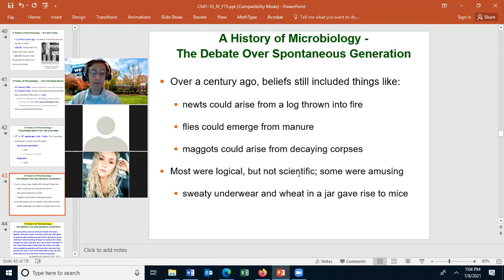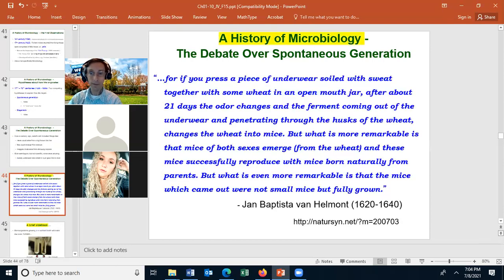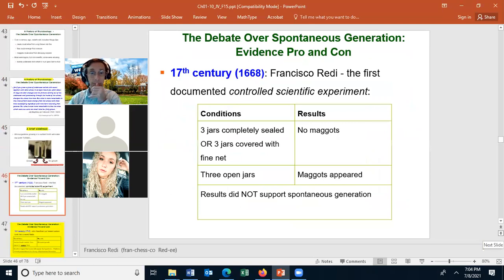None of them were scientific. Some were amusing, such as somebody printed out a document: if you put sweaty underwear in a jar and you put wheat in the jar, it would spontaneously give rise to mice. In reality, the mice got into the jar to eat the wheat, and then because it was in a jar, the mice were unable to get out of the jar. We're going to skip that. The first evidence for or against spontaneous generation came from Francesco Redi.